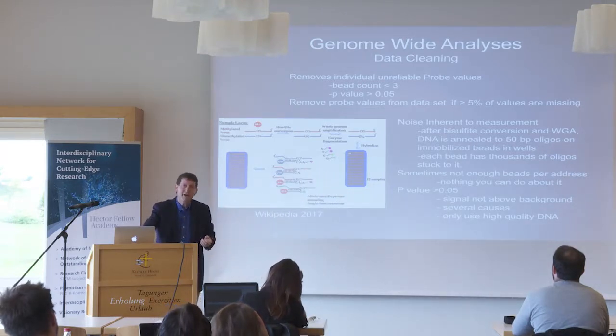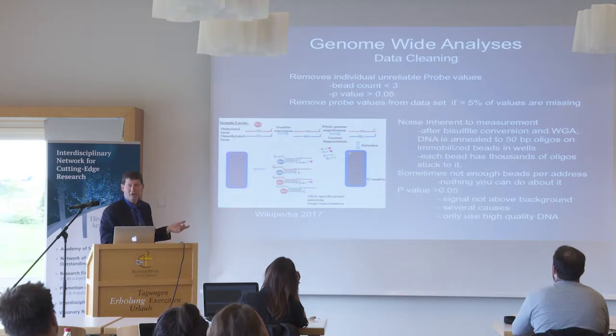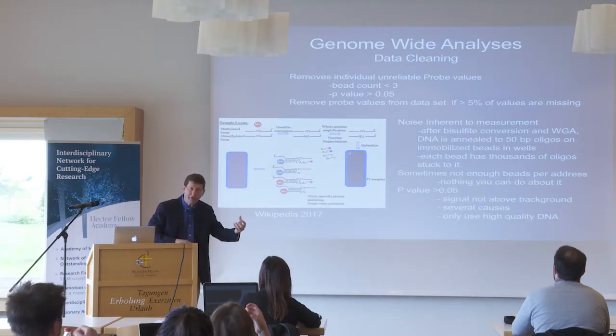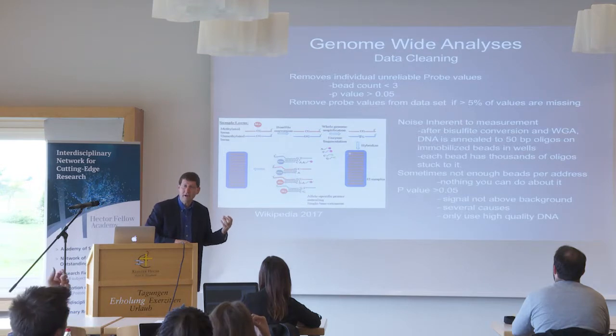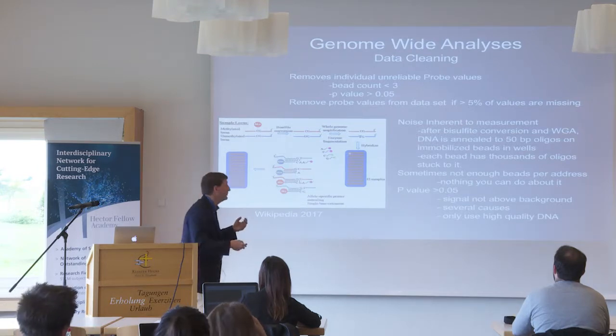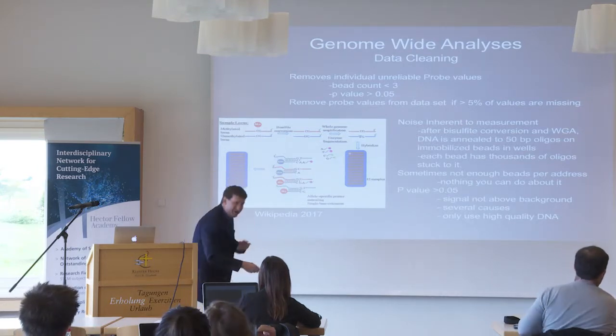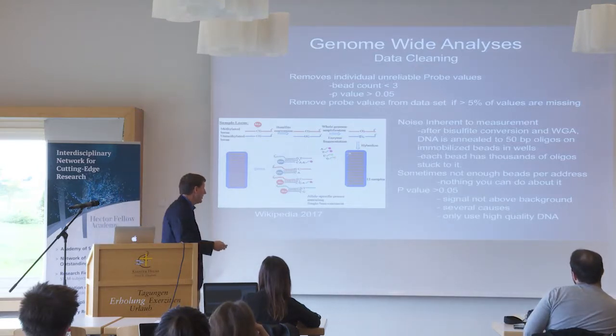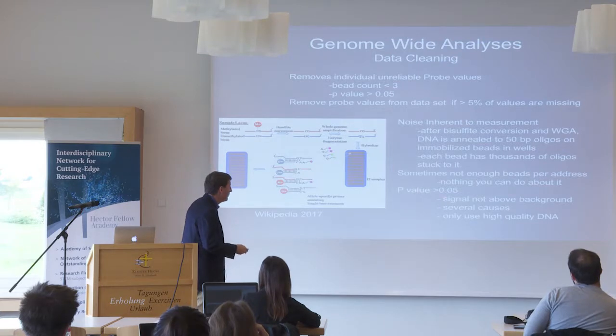Due to manufacturing defects, and you do things a couple million times, sometimes you're not going to get sufficient beads. In other words, you're not going to have enough target there to hybridize against. As a result, your signal's not going to be valid. There's nothing you can do about it. Absolutely nothing. Alrighty. Now, however, there's the p-value, with a threshold of about 0.05.